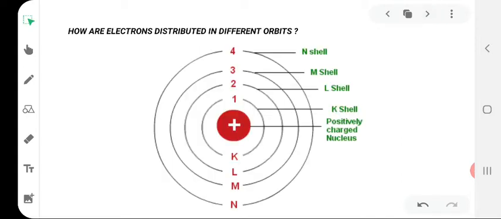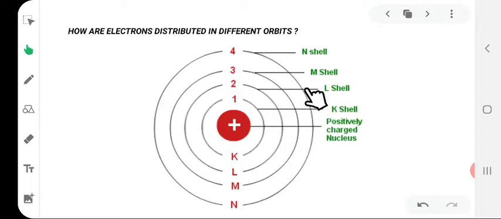Today we shall discuss at first the topic how are electrons distributed in different orbits, or what are called shells. We have studied in our previous classes that atoms of different elements differ in their atomic numbers as well as the mass numbers. Therefore, they have also different number of electrons. These electrons are distributed in the various energy shells or energy levels, which were named by Bohr as K, L, M, N, and so on.